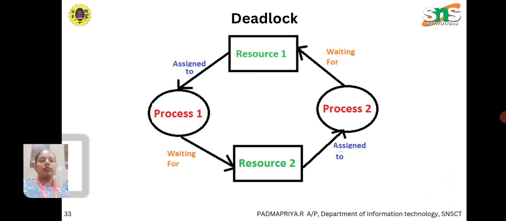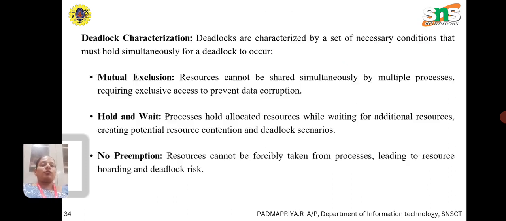So this is deadlock. Resource 1, if it is needed by process 1, process 2 has to wait for resource 1. Resource 2, if it is assigned to process 2, and process 1 needs the same resource, it should be waiting for that resource.